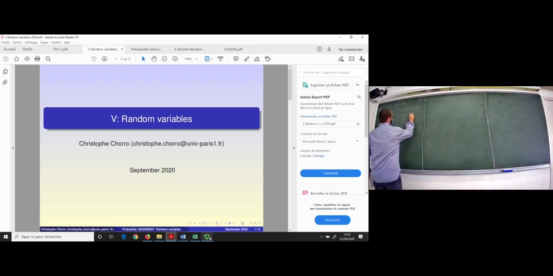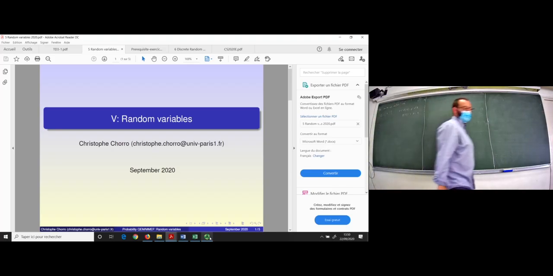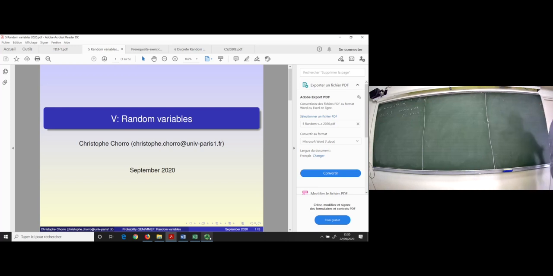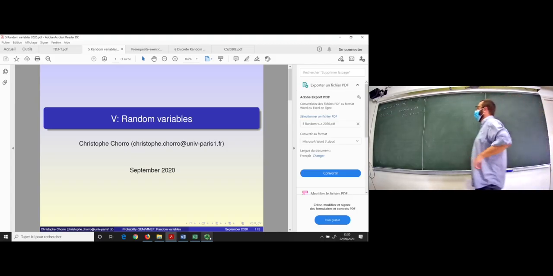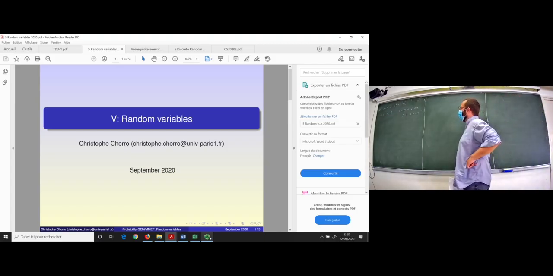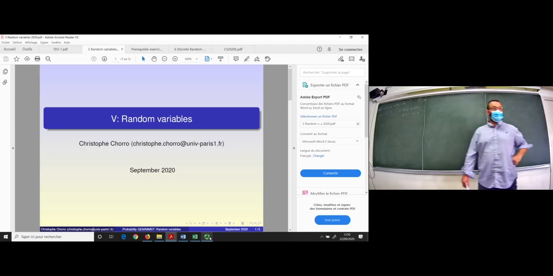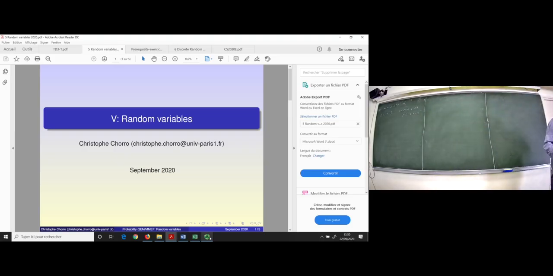And I give it a name. We are going to call it q, notation of 1 minus p. So I have a coin that may be unfair. I denote by p the probability of head, and I denote by q the probability of tail.